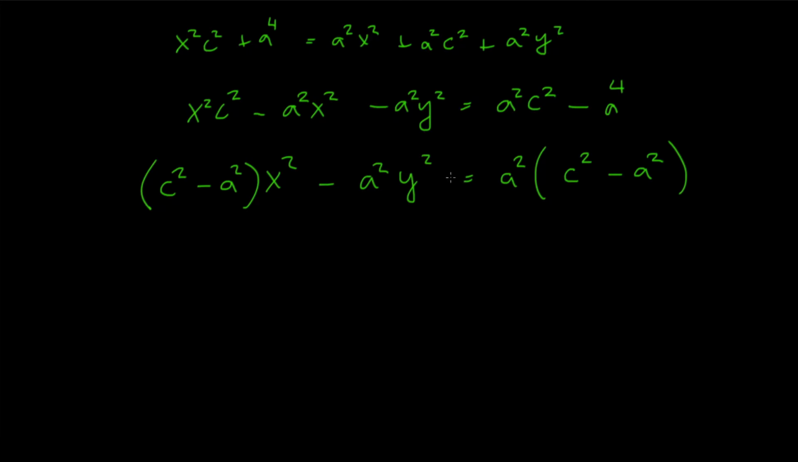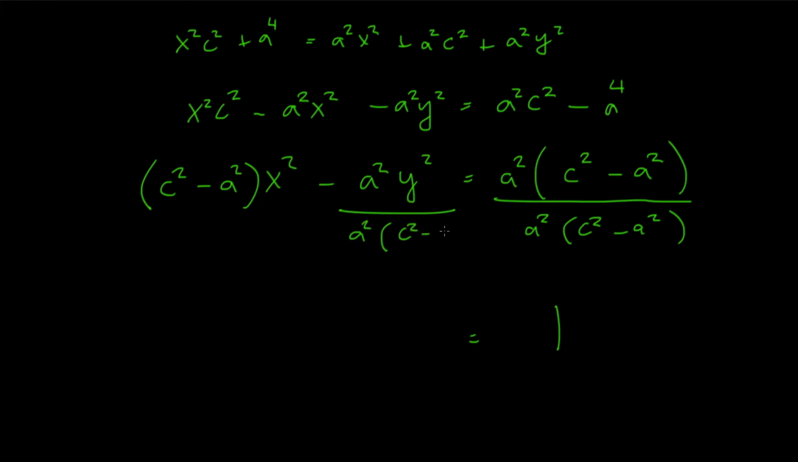I am going to divide both sides by the right-hand side's expression so that I have a 1 here. Once again, the goal is to make it look like the ellipse and the circle equation. So I'm going to divide everything by a squared, c squared minus a squared. I'm going to divide this thing by a squared, c squared minus a squared.